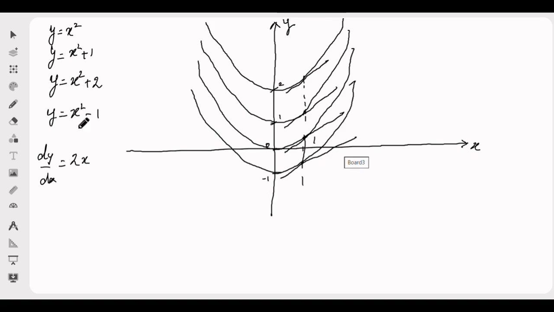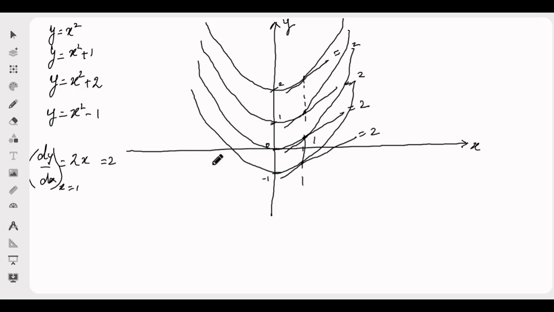Now, when we find the derivative of any of these functions, we are actually finding the slope of the tangents drawn to these curves. And in this particular case, at x is equal to 1, the slope of the tangent will be 2. Means these tangents that we have drawn on these different curves at x is equal to 1 all have slope 2. So this we have taken as a particular case.